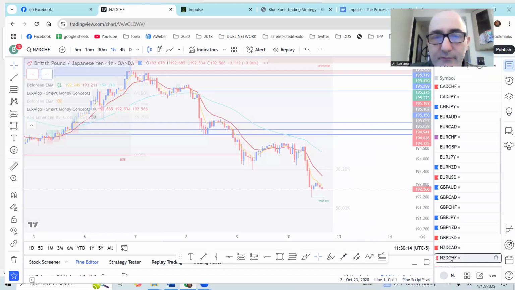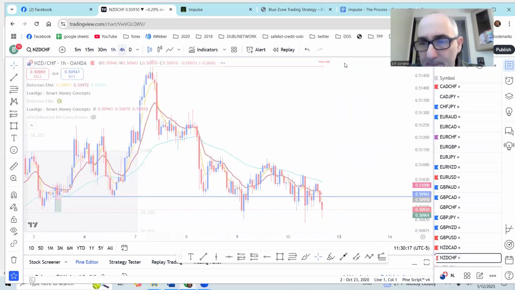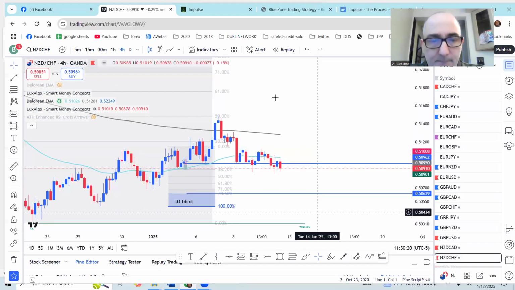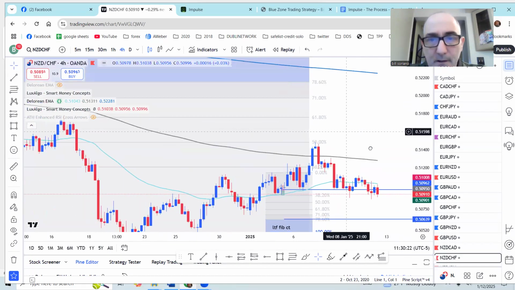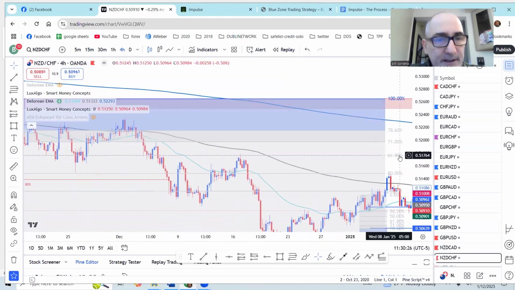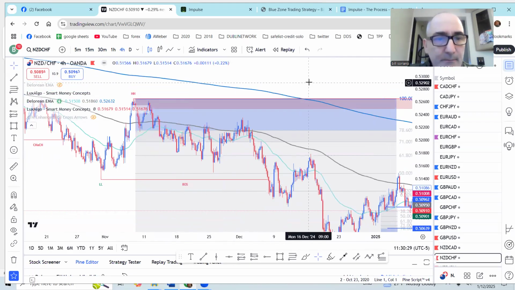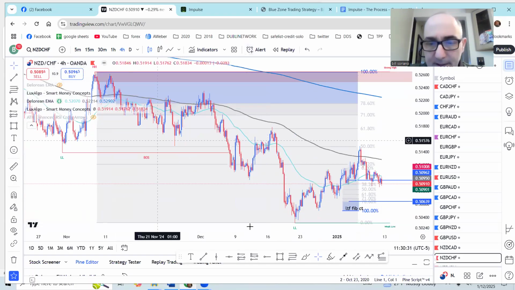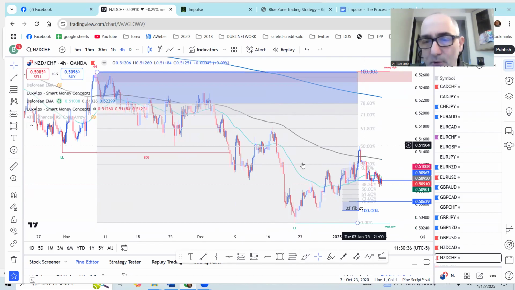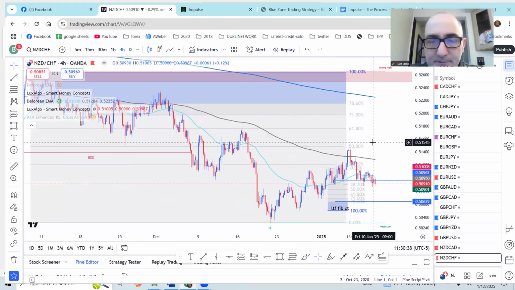NZD Chef is a bearish example. Right, so we had our order block up here. We drew our fib on the 4 hour time frame from that high to that low. Now look what happens. This price is kind of marching up. You have some breaks of structure to the upside.